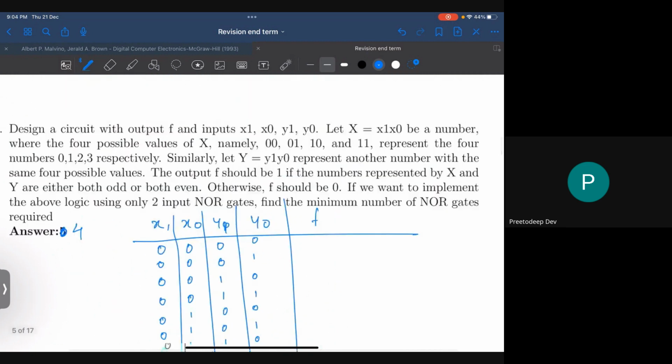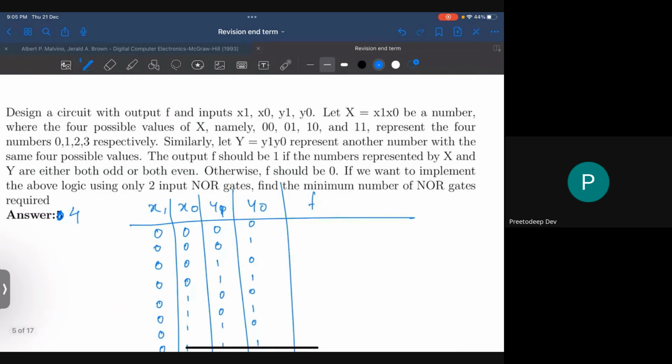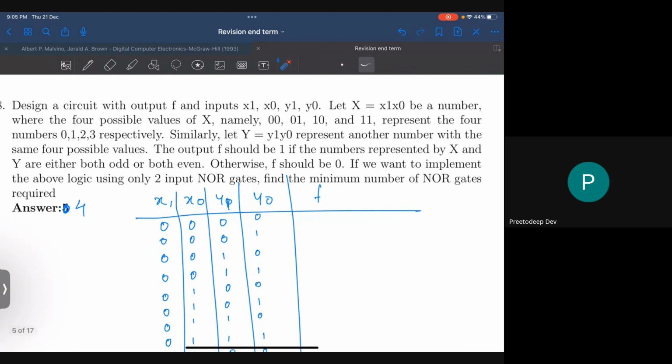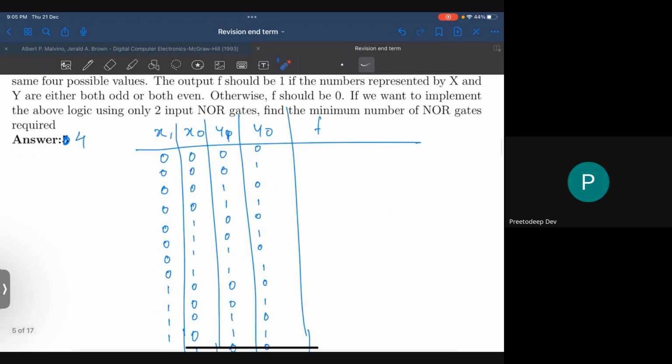So the output f should be 1 if the numbers represented by x and y are either both odd or both even. So if both are odd or both are even, then it will be 1, right? So you can say that this will be 1, right? Because both numbers are even.